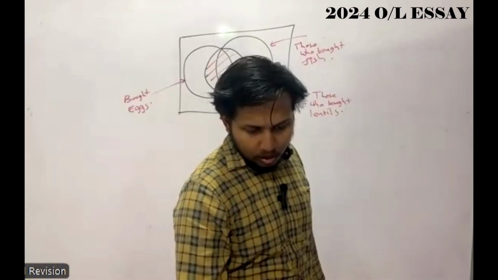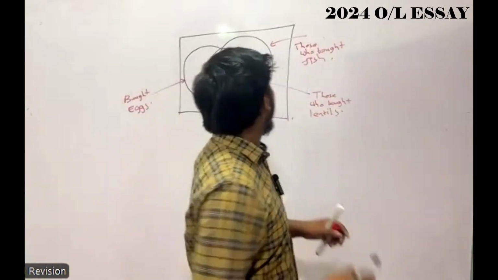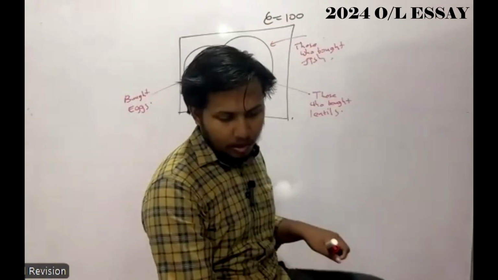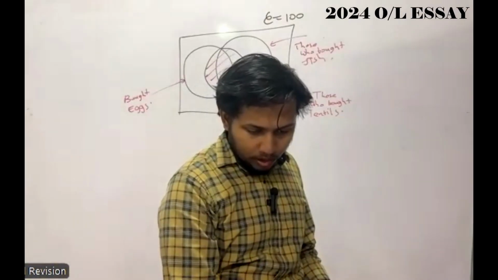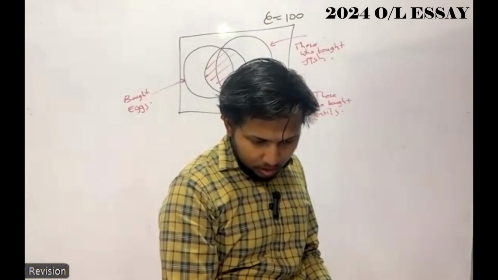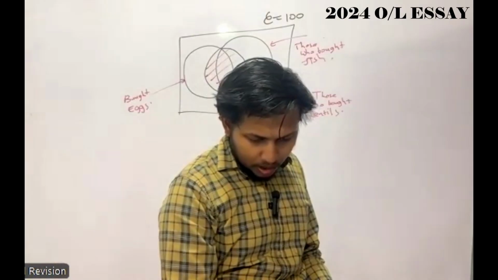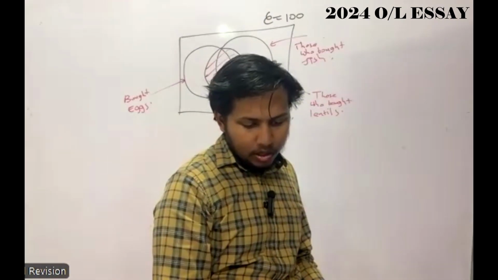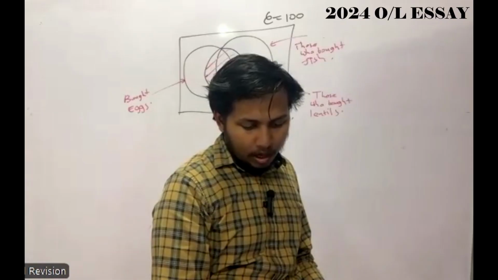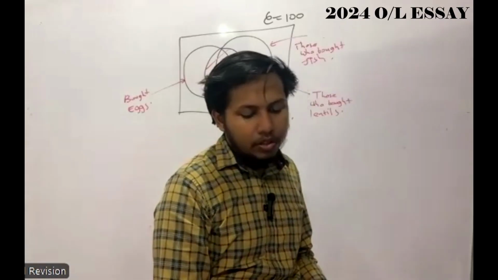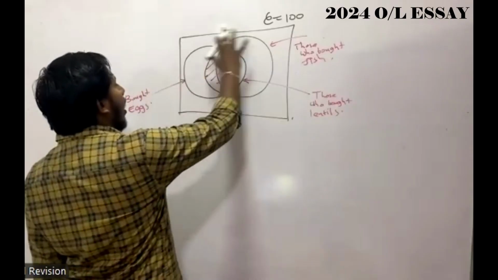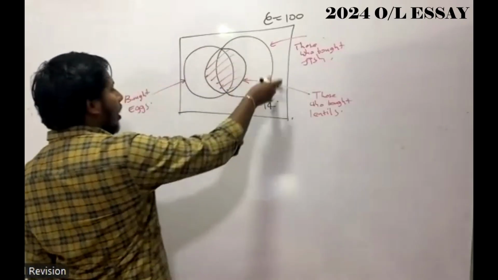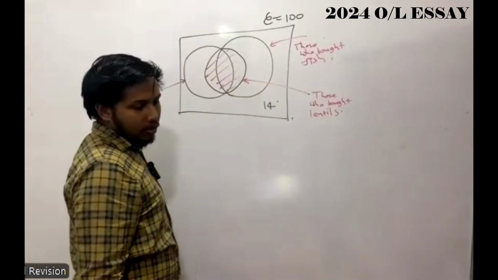So altogether, there are 100 customers. The universal set is 100. As a star, they have given 14 customers did not buy fish, lentils, or eggs. They have not bought anything. So that amount, which is 14, should be outside the Venn diagram.